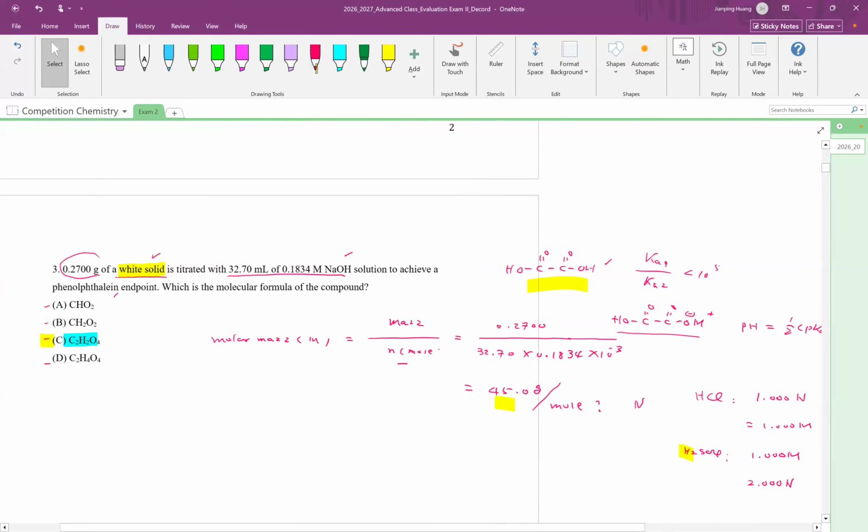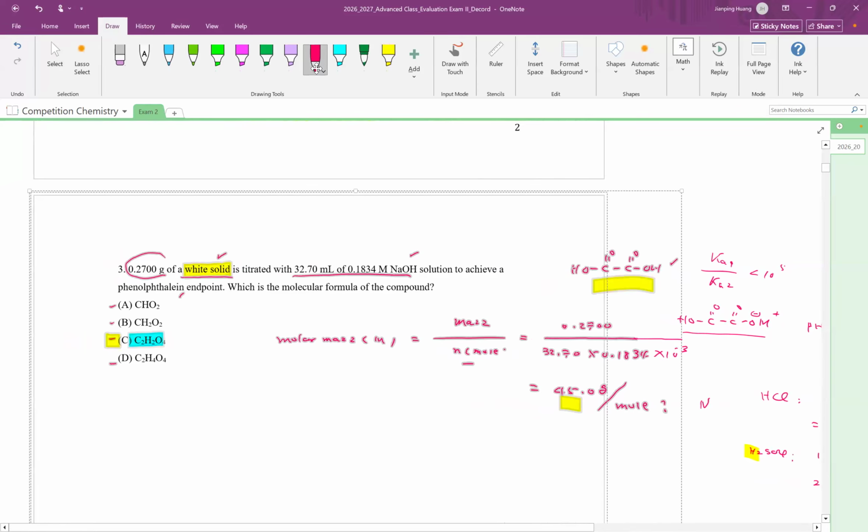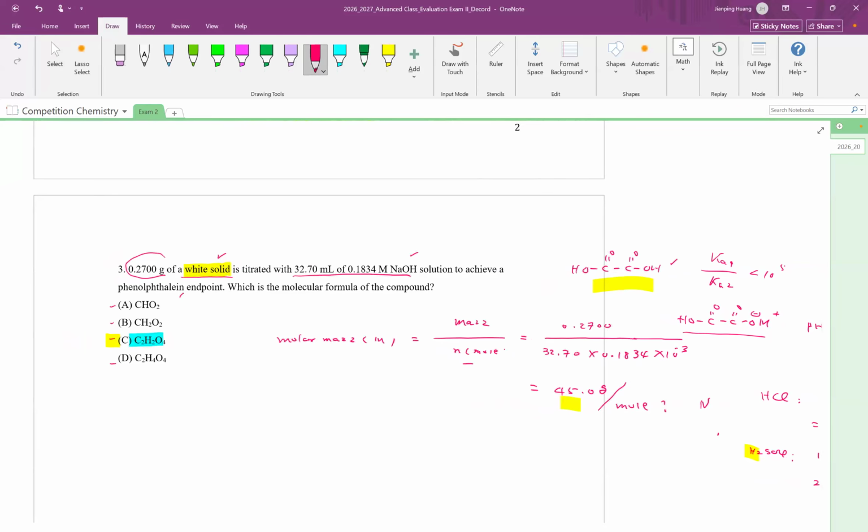Now let's go back. So you find this one. Now, look at A. Yes, it is 45 grams per mole. That exactly is a mole. You have only 1 proton. However, do you think that one is a solid? No, it's not a solid, okay? Now, the second one is 46 grams per mole. You have 1 proton, 1 acidic proton.